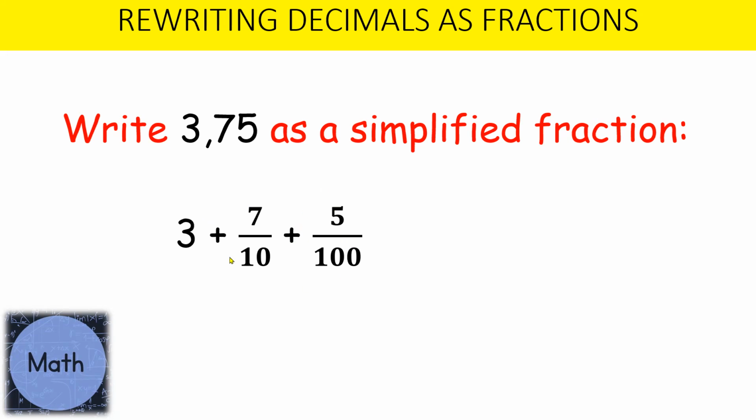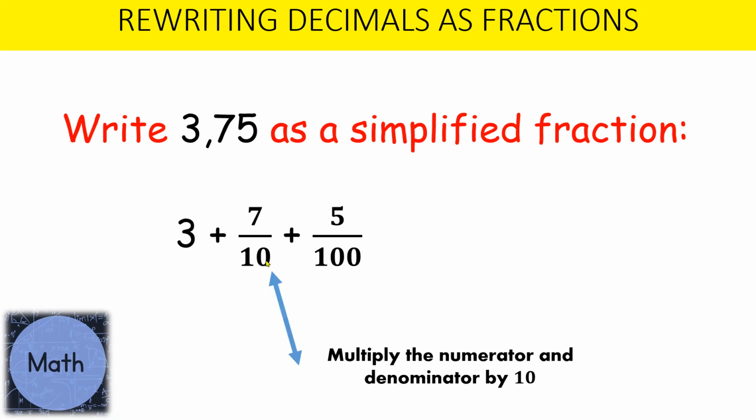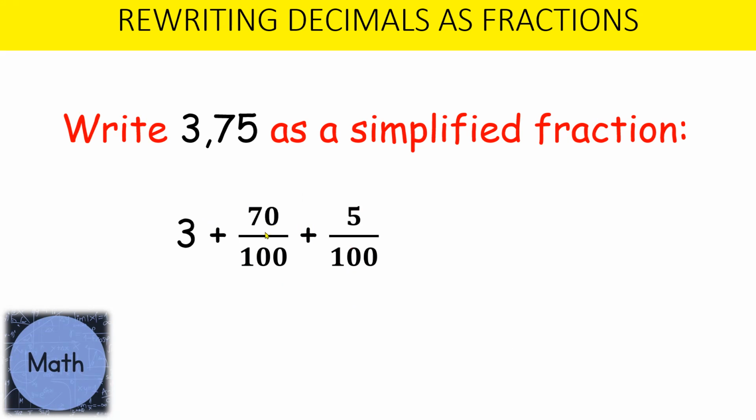Now the denominators need to be the same in order to add them. So what we're going to do is we have 100, that is the largest denominator. So we're going to multiply 10 by 10. And we're going to multiply 7 by 10. So we end up with 70/100 plus 5/100. Now we can go ahead and add these numerators together. So we end up with 75/100.